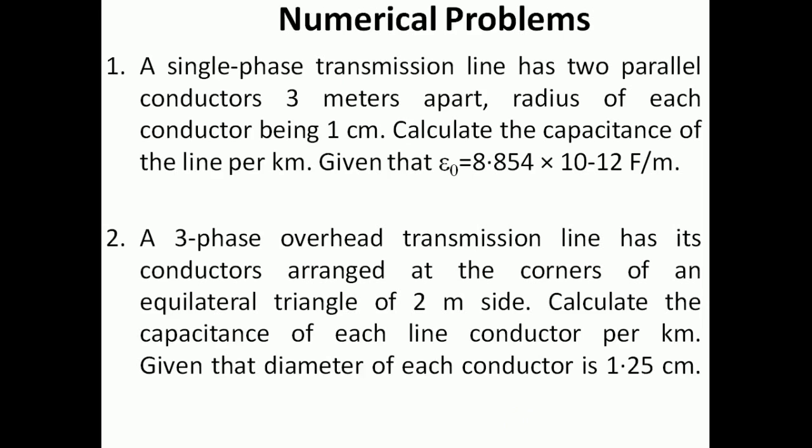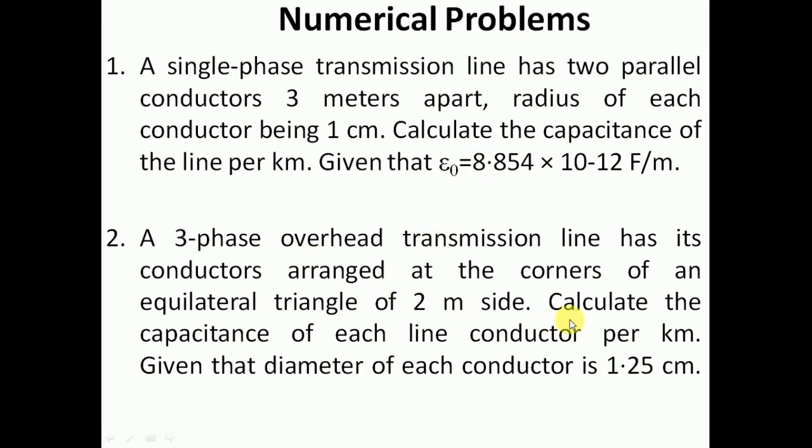Now let's see some numerical problems. In the first problem, you are asked to find the capacitance of a single phase two-wire system. All parameters are given directly. Since you are asked to find the capacitance of line per kilometer, you have to find the value of CAB, that is pi epsilon 0 by natural log of d by r. As I told you, in the case of a single phase system, we will be finding the value of CAB, whereas while coming to the three-phase system, we will be finding the value of CA.